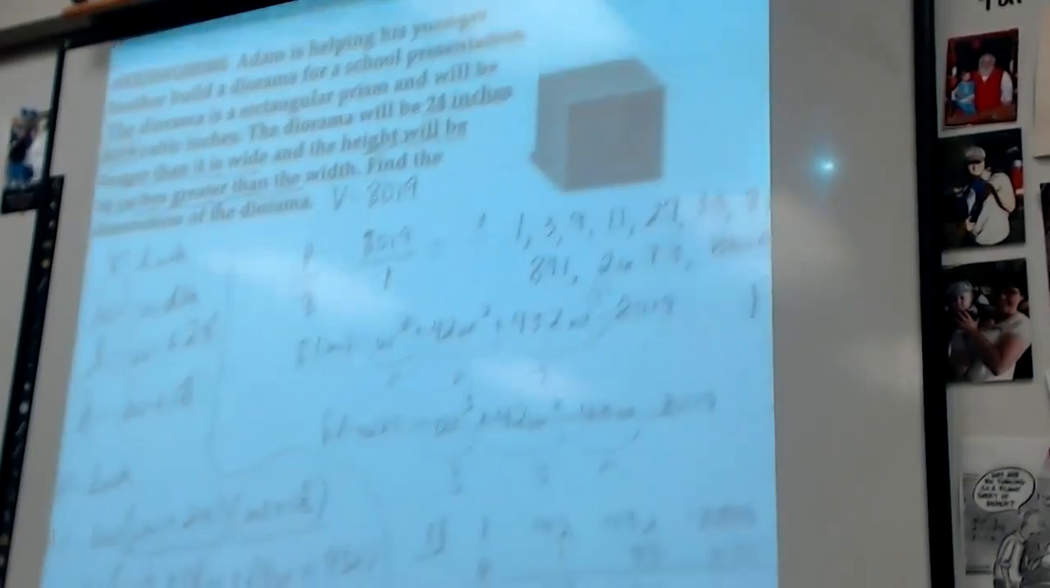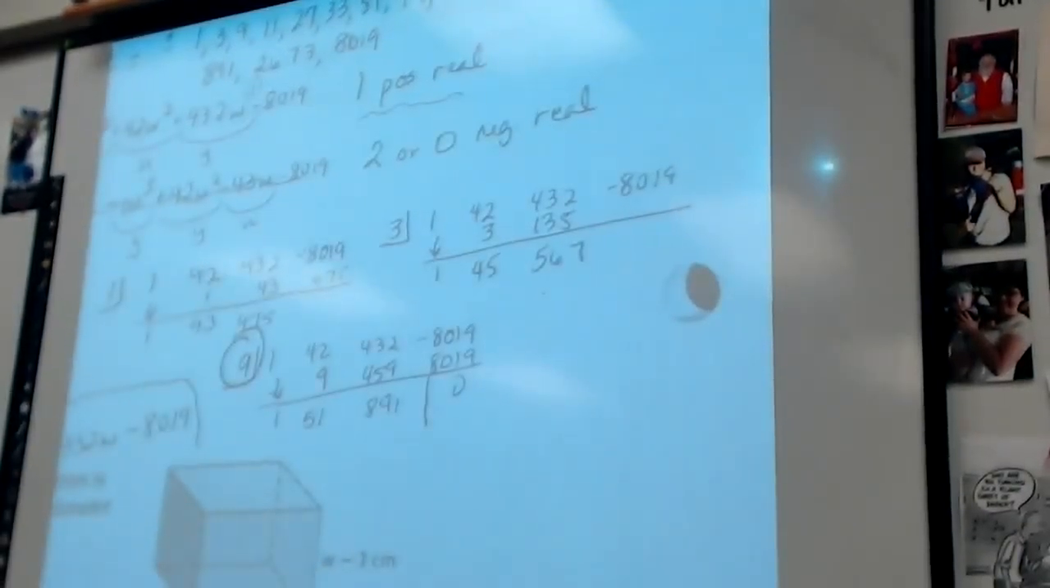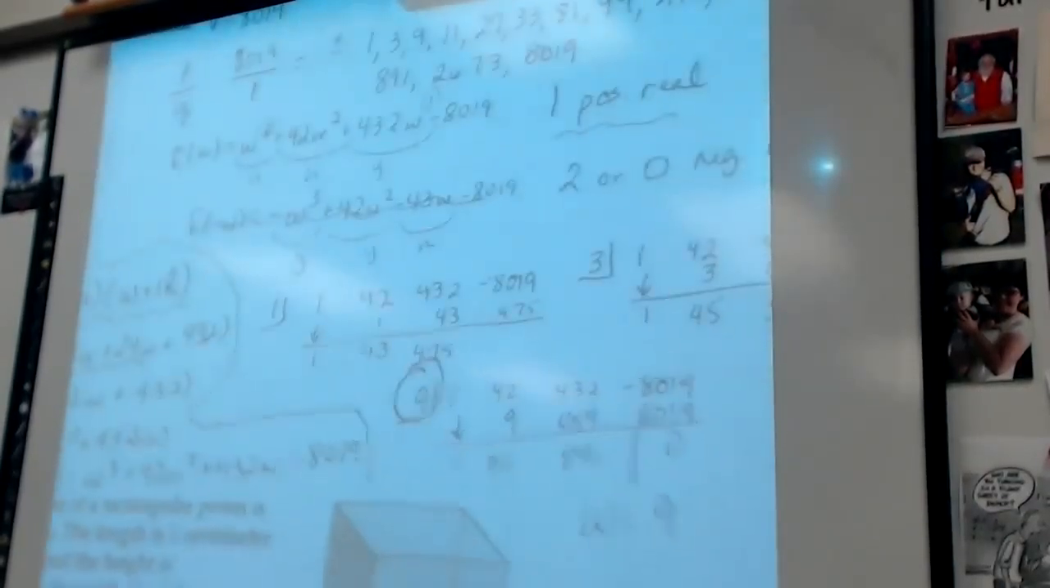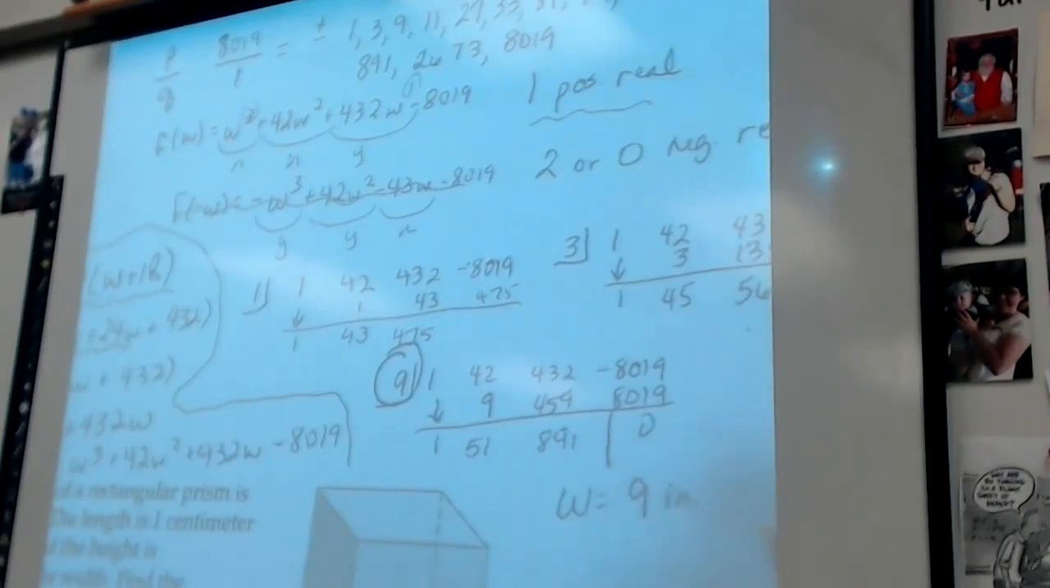The question said find the dimensions of the diorama. How many answers am I going to have? What are dimensions? You said it earlier. Length, width, and height. So we want the length, the width, and the height. So the width is 9, right? Because that's what we solved for. We solved for the width. And that would be inches, I believe.